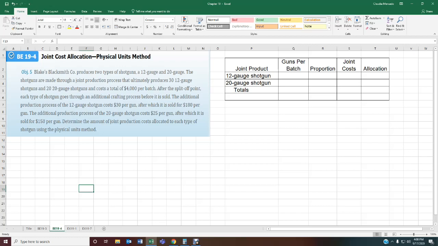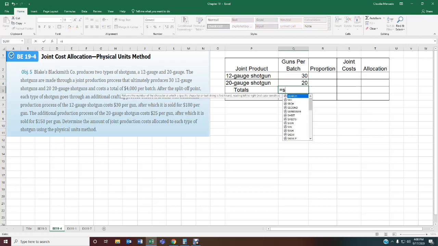So we have our 12 gauge and our 20 gauge shotguns. Okay, so how many 12 gauge shotguns do we produce per batch? It says here that in the joint production process, we produce 30 12 gauge shotguns. Okay, so we have 30 per batch, and we produce 20 gauge shotguns. So in total, in every batch, we produce 50 shotguns. Okay, that's what we have.